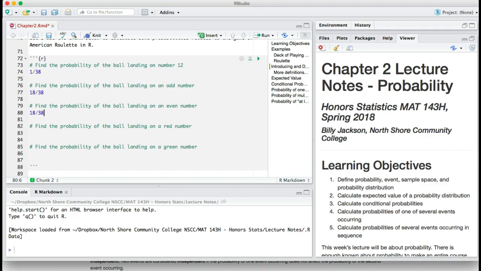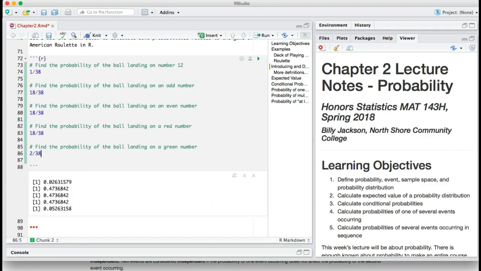What's the probability of the ball landing on a red number? You might have to look back at the picture of the roulette wheel for this, but it turns out there are 18 red numbers. So the probability of landing on a red is 18 out of 38. And what's the probability of the ball landing on a green number? Well, there are 2 greens on the wheel out of 38 numbers, so 2 out of 38. We could run all this, execute all this, and get all of our probabilities.